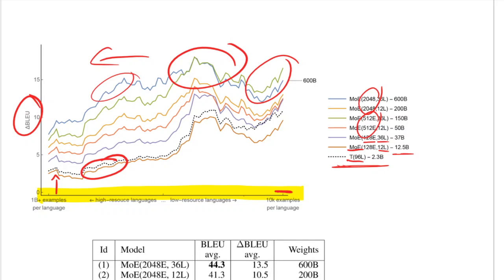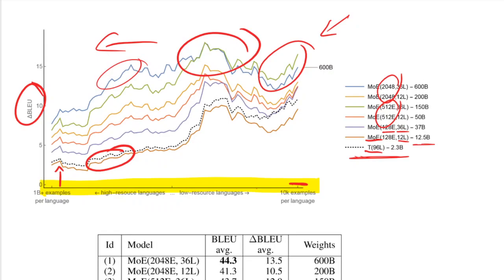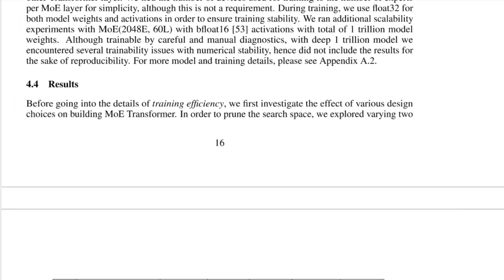However, this is not that effect. I'm sorry, I said this at the wrong place. This is not that effect. This is to show that in this case, we do benefit for the high resource languages because we increase capacity, but for the low resource languages, we suffer if we up the number of experts too much because they don't share any parameters anymore between the languages or between the different parts.